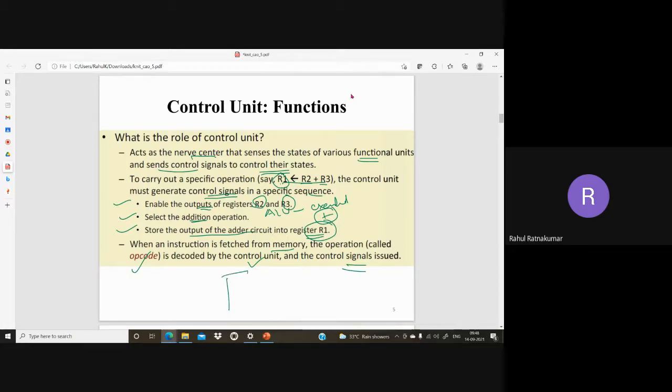So what is the control input of the control unit? The instructions we want to perform. This is the control unit. The control unit will decode and understand what is to be done. So the output is the control signals, a lot of signals which are controlling your data path. This is the data path.